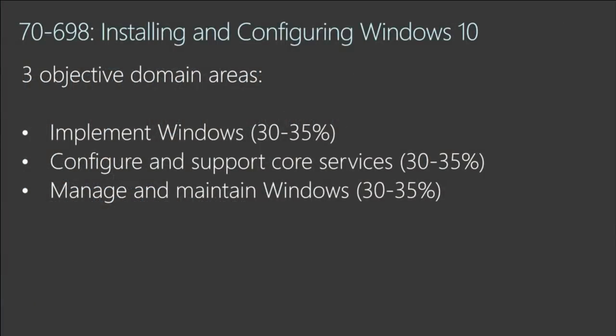And what we're going to be covering today in this Cert Prep session is a walkthrough of the exam objective domain areas, of which there are 3. We're going to be talking about implementing Windows, configuring and supporting core services, and finally, managing and maintaining Windows. And you can see that it's basically a third of the marks on the exam for each area. Each one 30 to 35% approximate marks.